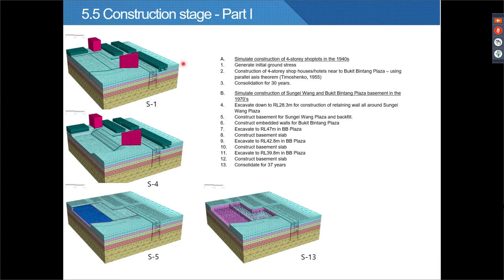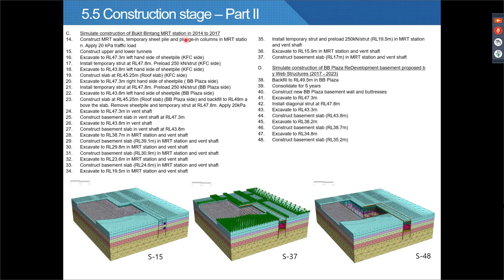Now I'll explain the construction stage. We start simulating the construction of the pre-war buildings, four-story buildings, back in 1940s to get the ground stress correct, then consolidate the ground for 30 years. And this will bring us to 1970s. We then simulate the open excavations for two-level basement that has a shared wall with this redevelopment. This is the bottom-up construction. We then simulate the existing two basement excavations using the top-down construction method and consolidate the ground for 37 years. And this will bring us to 2014, before the construction of the tunnels.